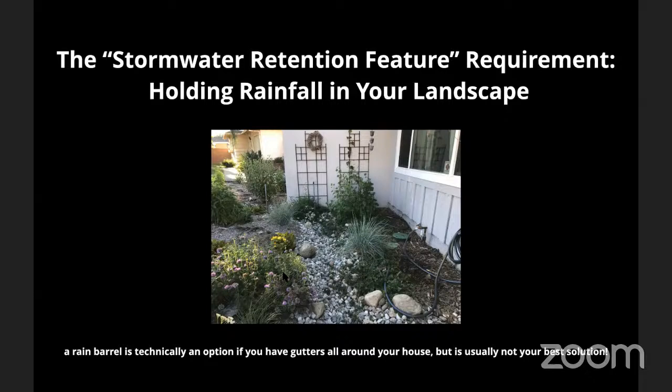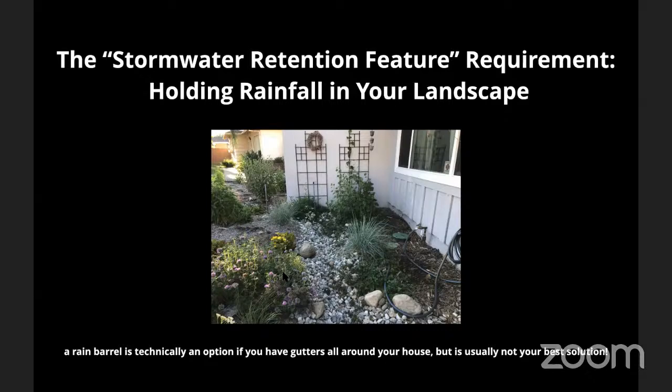So a rain barrel is technically an option to meet the stormwater retention feature, if you're into rain barrels. But as part of that requirement, you need to have gutters all the way around your house, and you are going to have to cut and modify how the downspouts from your rain gutter system come down to get into your rain barrel. And just to put it into perspective, the average rain barrel is 50 to 60 gallons, occasionally a little bit larger. When it does rain, that could fill up in a matter of minutes.